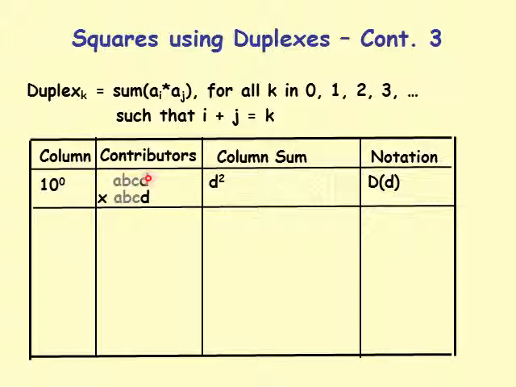And where do they go in? They go in the units column of the result. Okay, let's continue to the next column here. Now we are on the tens column, which is power 1 of 10.